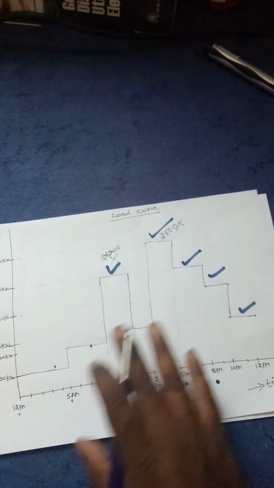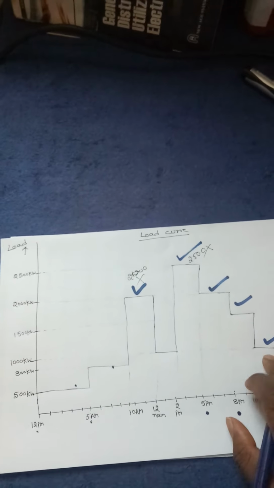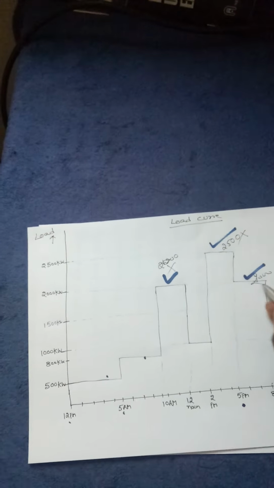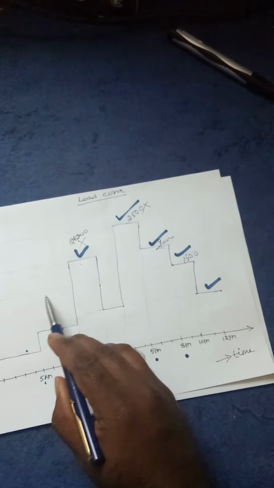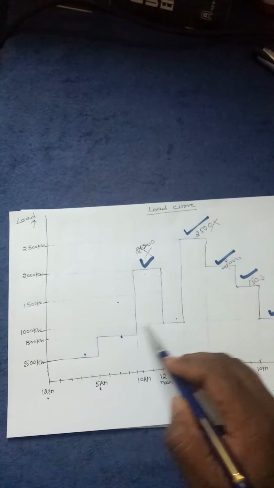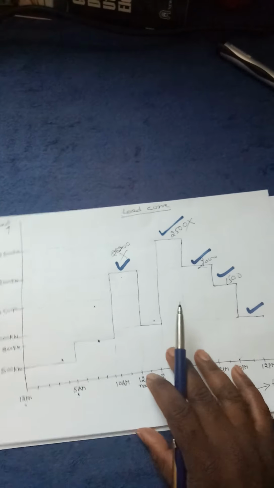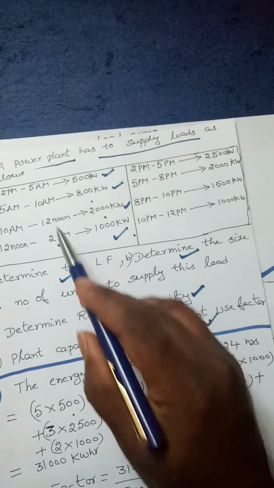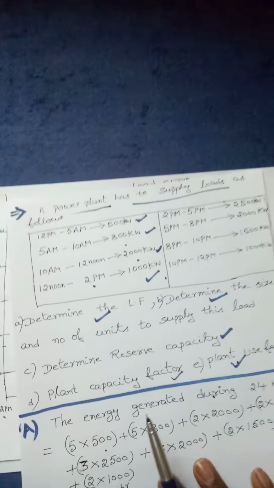So by closely finding, you can see 1000 is coming, 1500 is coming, and here 1000 is coming, and 2000 is coming, 2000 is coming. Here 1500 is there, 1500 is there. Here 1000 is there. So by closely finding, we can take as closely as possible to this also. By taking this load, the generators which we can take are this one.